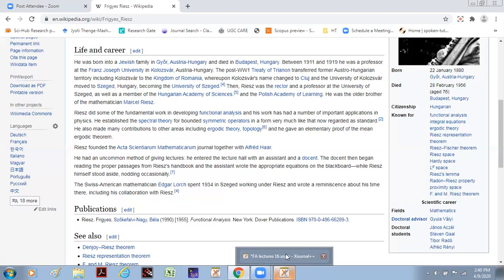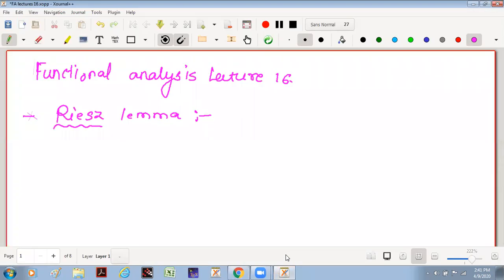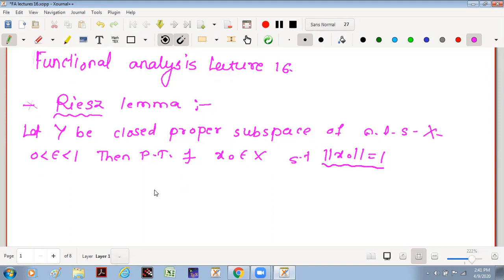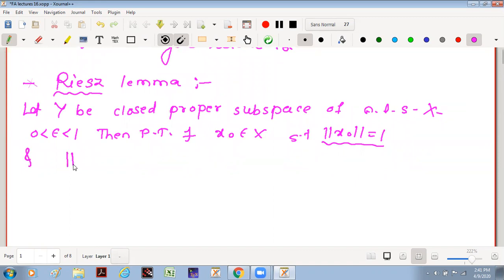Riesz. Okay. Now we'll come to our lecture. Today we will try to understand Riesz lemma. The statement of the lemma is: let Y be a closed proper subspace of a normed linear space X, and epsilon be a real number lying between 0 and 1. Then there exists an element or a vector x naught in X such that norm of x naught is equal to 1, meaning the vector is lying on the unit sphere, and norm of y minus x naught is greater than epsilon for all y in Y. This is the statement of Riesz lemma.